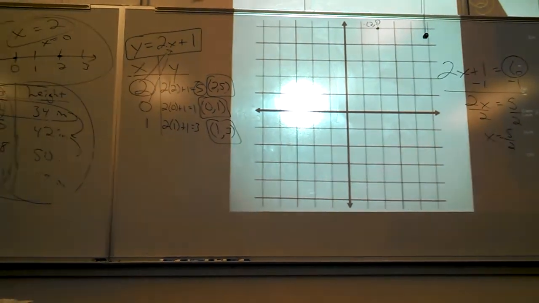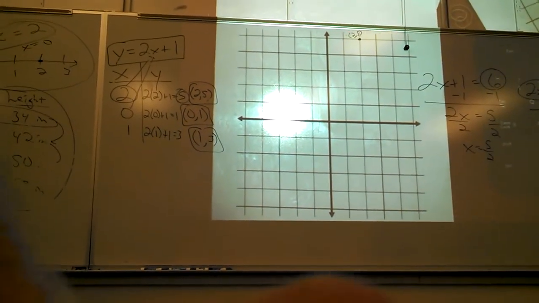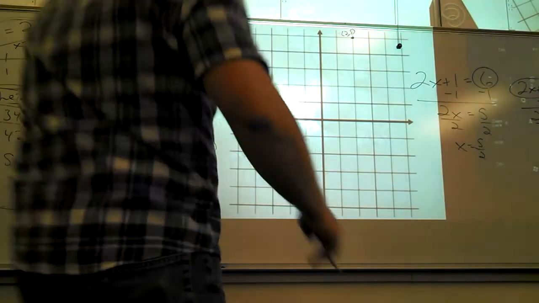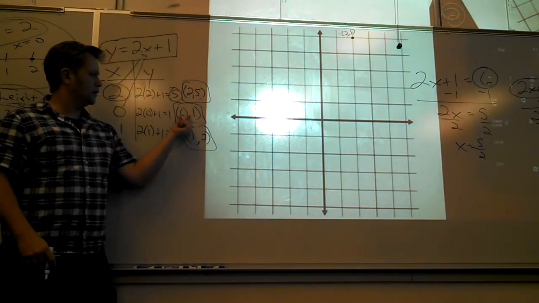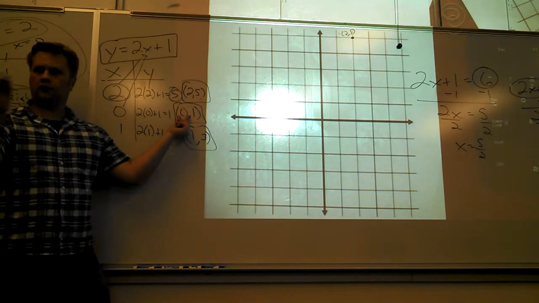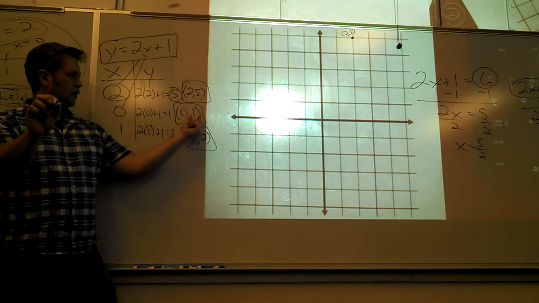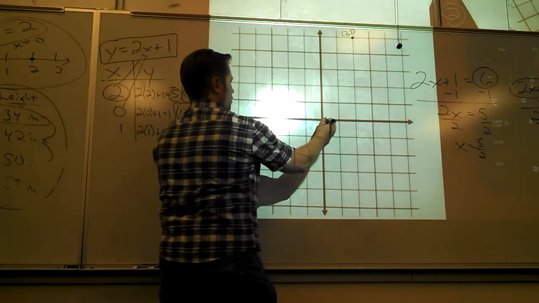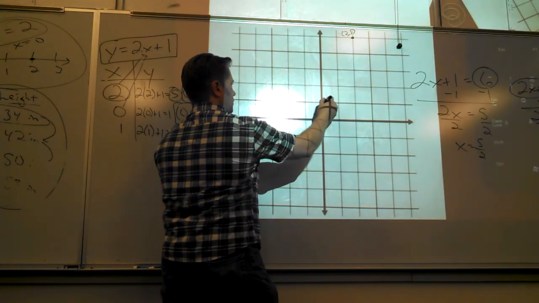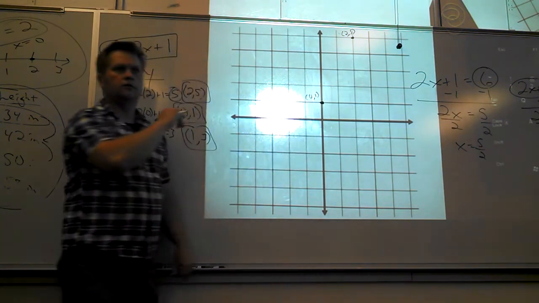Okay. So what's the next point? It's 0, 1. Beautiful. Now that's a little weird, but the first piece tells me how much I move left and right. So how much am I going to move left or right? I'm not going to move at all. And then I'm going to go up 1. So I start here, I don't go anywhere, and I go up 1. That's the point 0, 1.